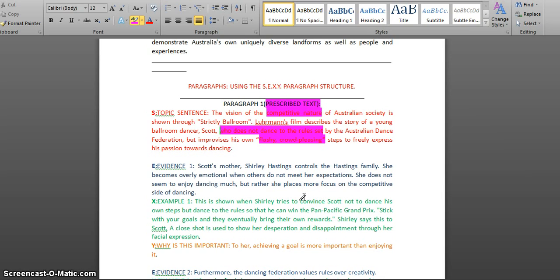So in this case, he talks about Scott's mother, Shirley Hastings. She controlled the Hastings family. She becomes overly emotional when others do not meet her expectation. She does not seem to enjoy dancing much, but rather she places more focus on the competitive side of dancing.